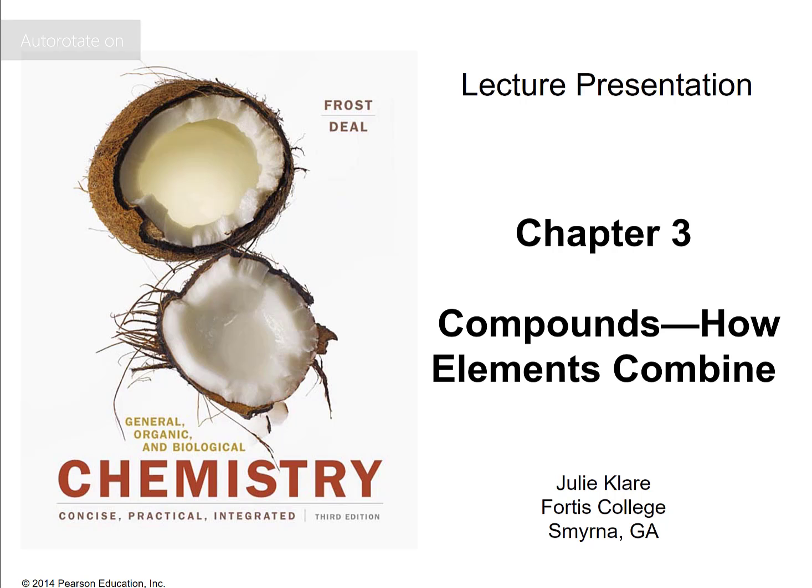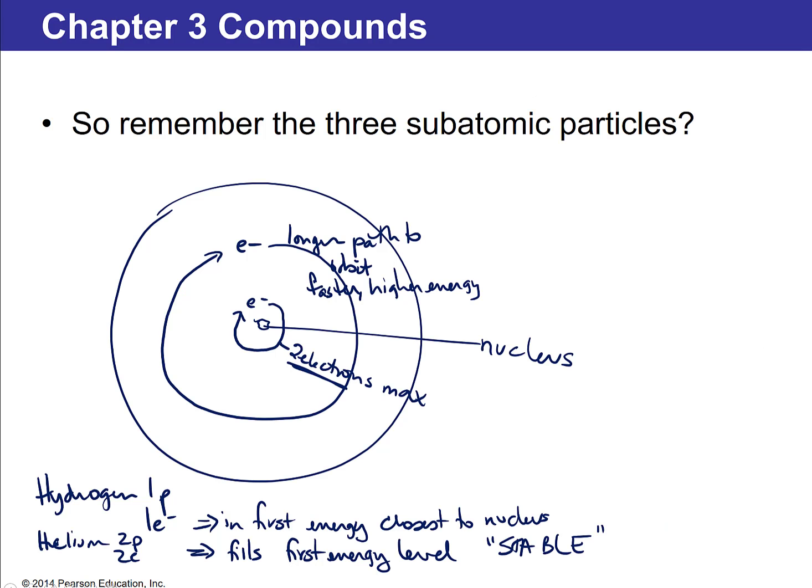We talked in chapter 2 a lot about protons and neutrons because we were talking about the size of atoms, masses, identification of the subatomic particles. So remember, in the atom, the nucleus is where those protons and neutrons are. Protons being positively charged, neutrons being neutrally charged.